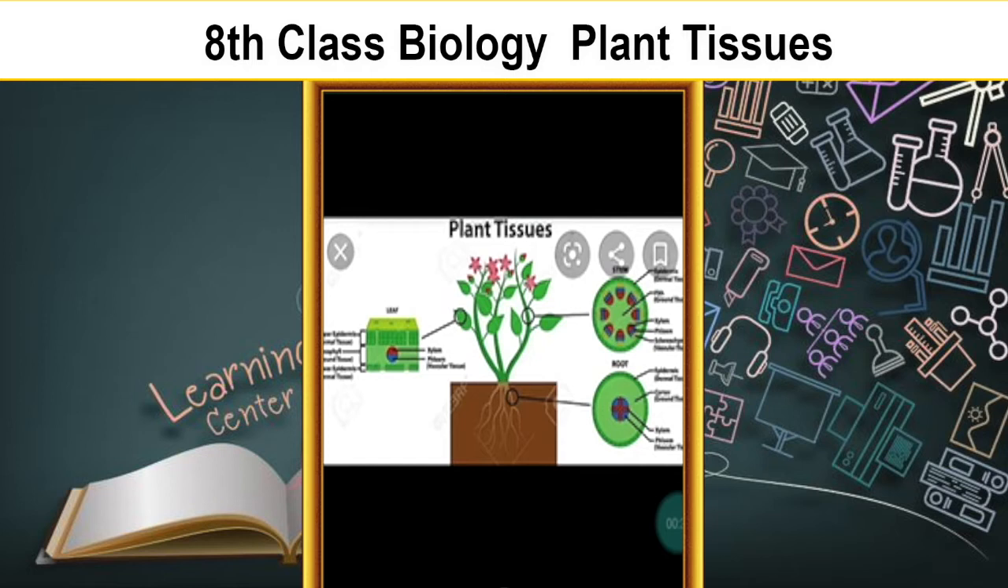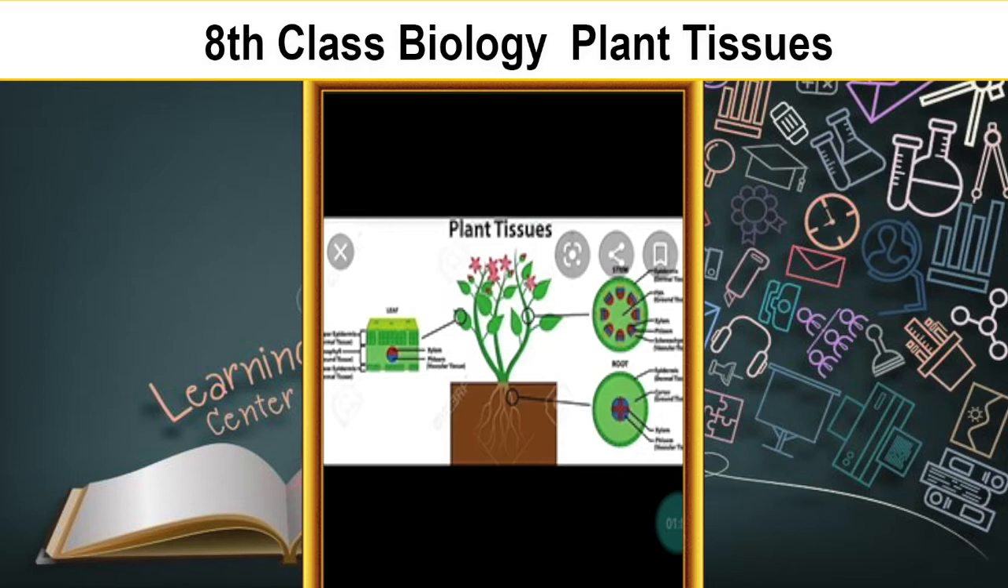We can differentiate tissues in plants and animals. The plant body consists of groups of cells, and the animal body consists of groups of cells. When a plant consists of groups of cells, they are called plant tissues. So today's chapter we are discussing is plant tissue.